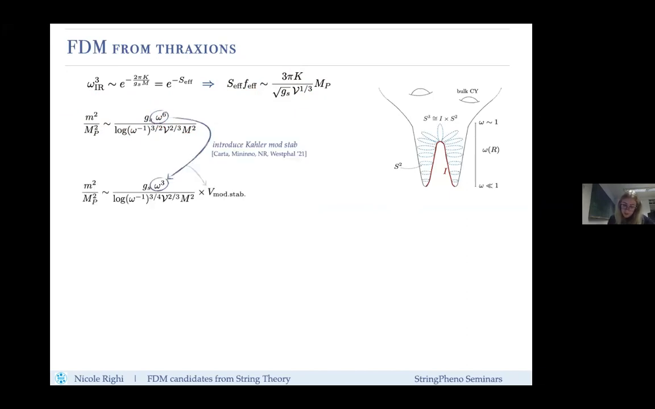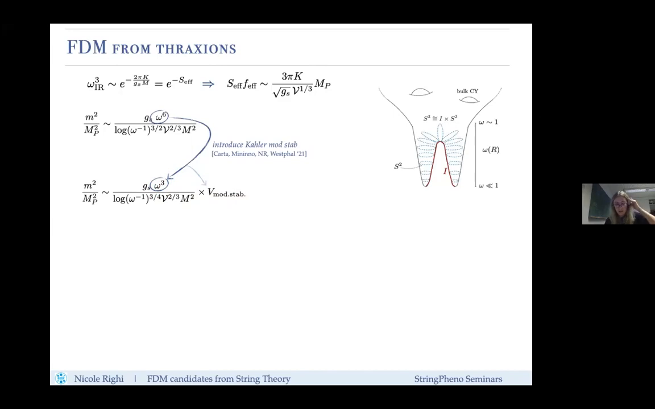And what I did in the other work with Federico Carta and Alessandro Mininno, my supervisor, was to introduce Kähler moduli stabilization, so to break the no-scale structure. And actually, the thraxion mass gets a bit modified because it gets non-trivial mixing with the Kähler moduli stabilization. Therefore, the mass is only suppressed three times by the warp factor.